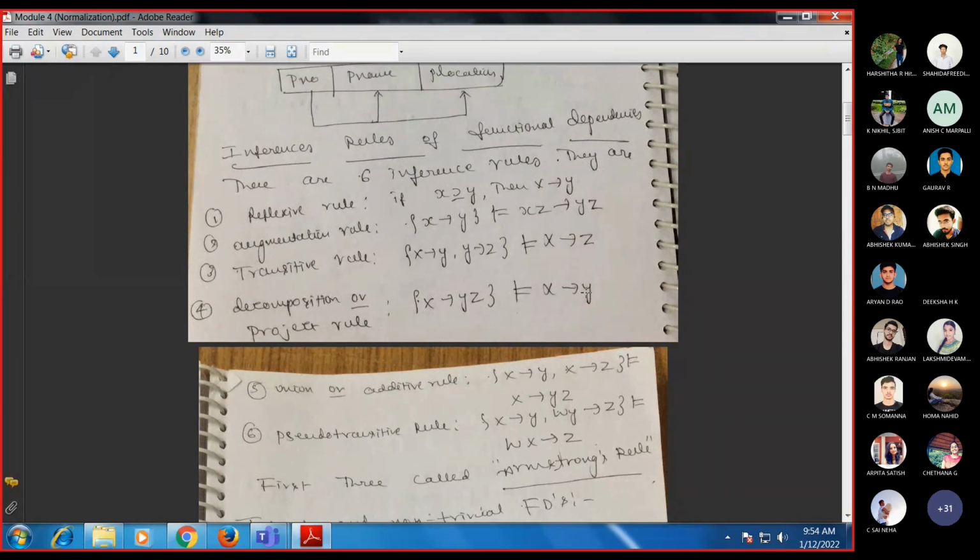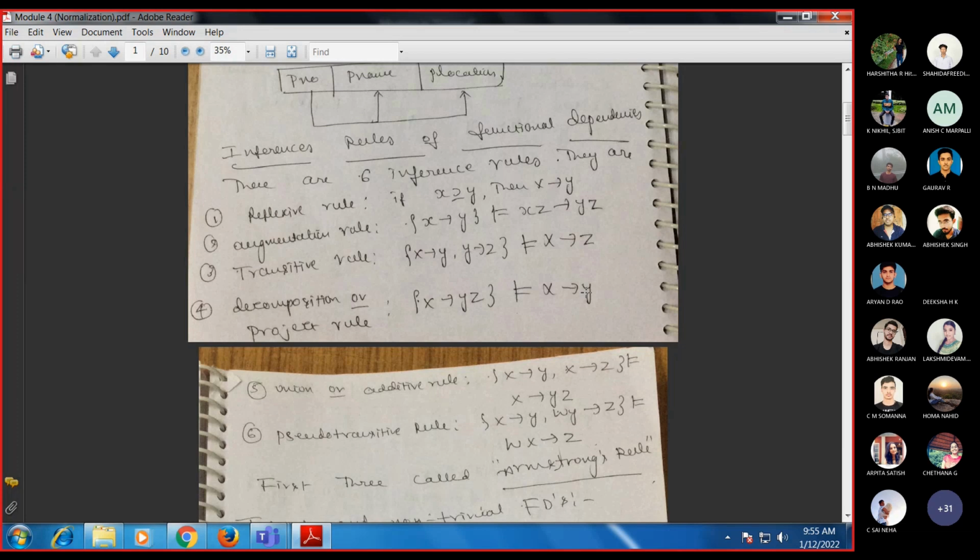The first rule, you have to note down, is the reflexive rule. It says that if X is a subset of Y, then X determinant Y. You have to state this reflexive rule. These inference rules are used in the next topic, the minimal set of functional dependency, where these rules are useful. So the reflexive rule means if X is a subset of Y, then X determinant Y. Next, the augmentation rule: if X determinant Y, then XZ determinant YZ.